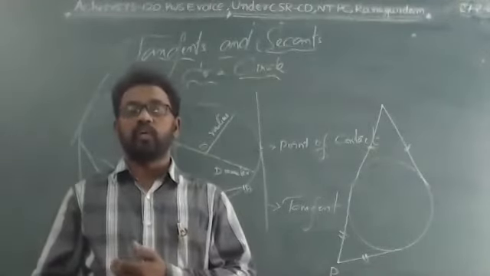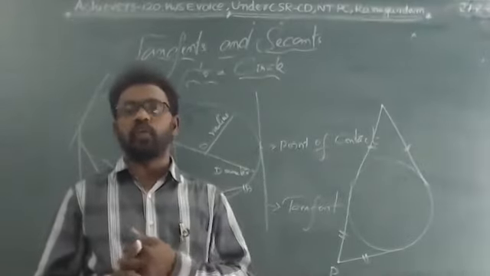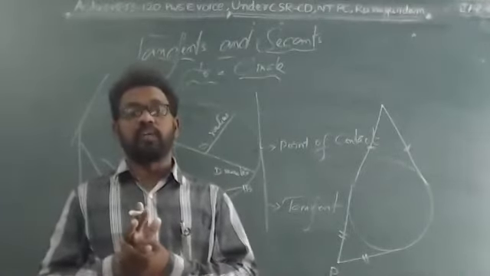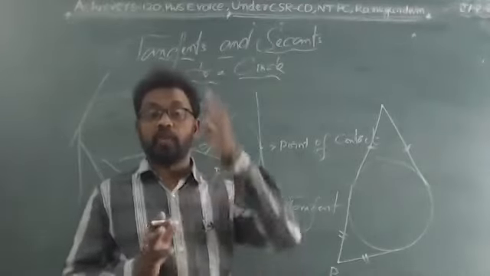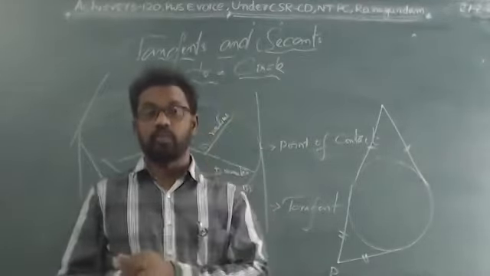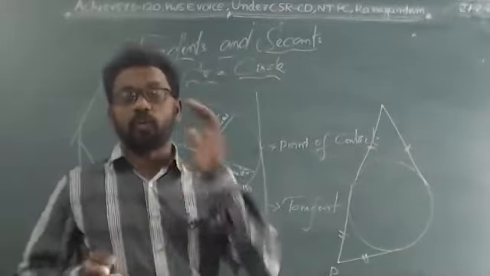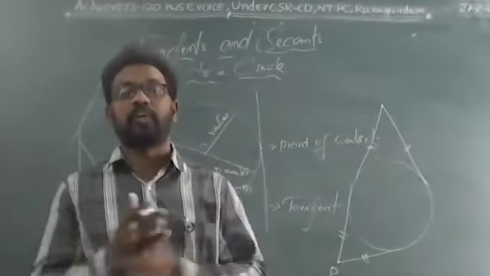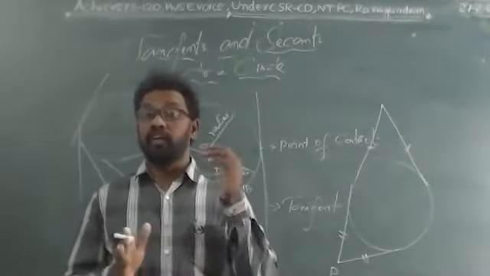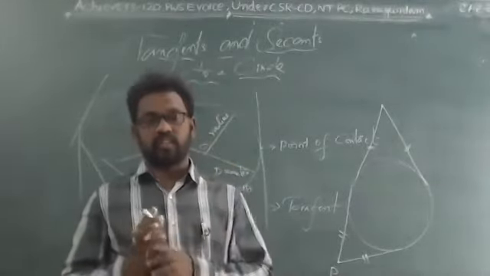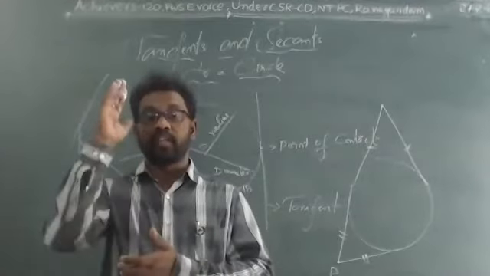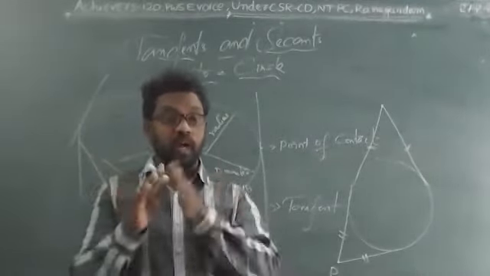Mr. Archimedes introduced these tangents and secants. He is a Greek mathematician, born in 287 BC and lived till 212 BC. The great Greek mathematician Mr. Archimedes was very talented in giving the curves and proofs of all these main circle topics. 287 to 212 BC, you have to write like that.